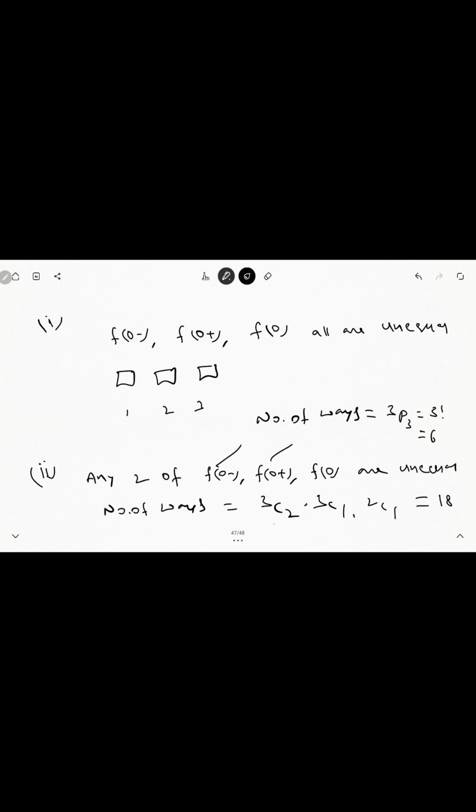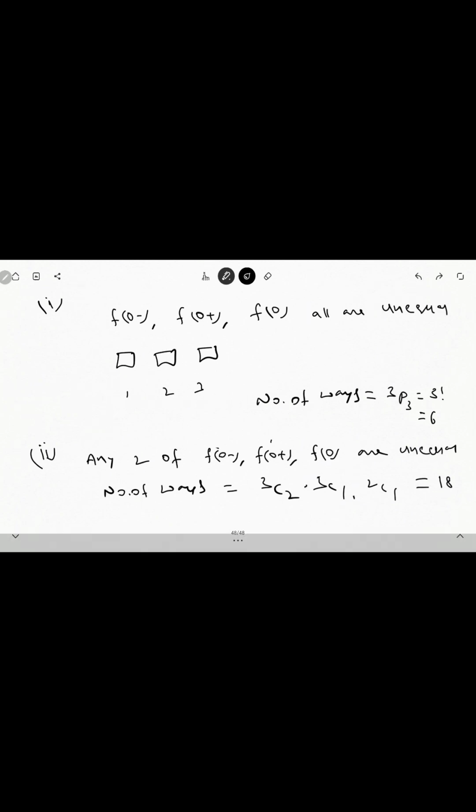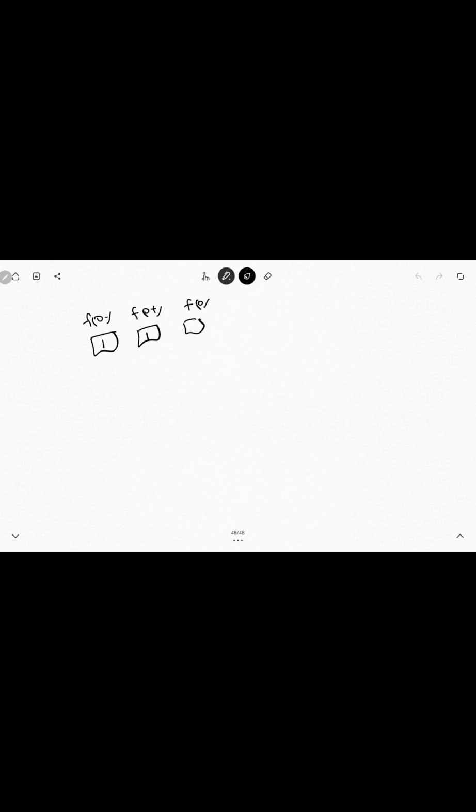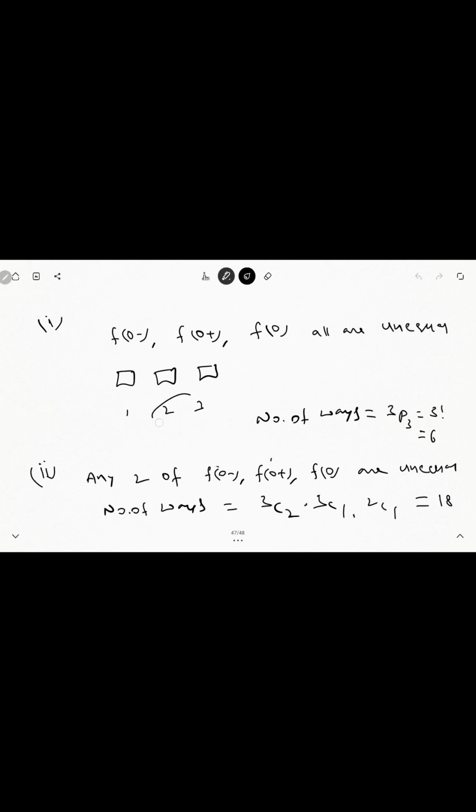What is the first one? 3c2 means take any 2 from these 3: LHL, RHL and VF. So 2 boxes. In those 2 boxes, 1 number I want to place. So from these 3 numbers, take 1 number and keep there. Those 2 boxes, 1, 1. For example. Now remaining boxes only 1. Remaining numbers 2. So 2c1 you keep there. So finally 18. 6 plus 18 is equal to 24 is the answer. Case 1 is 6. Case 2 is 18. Understood? Very, very important model.